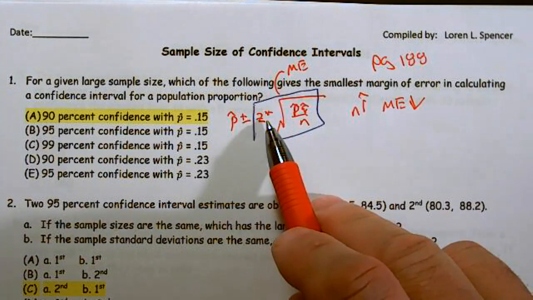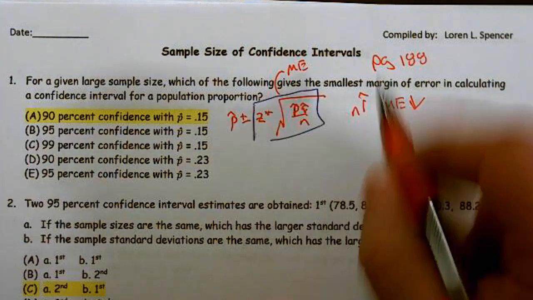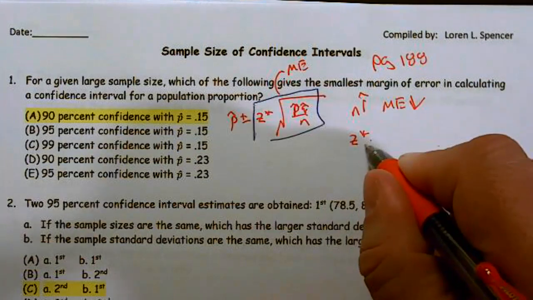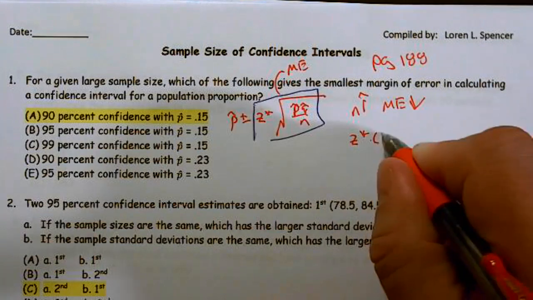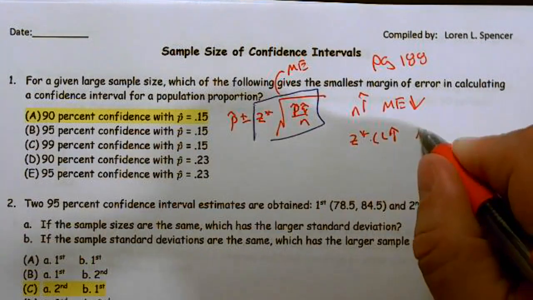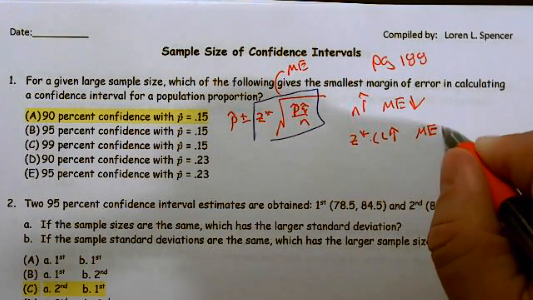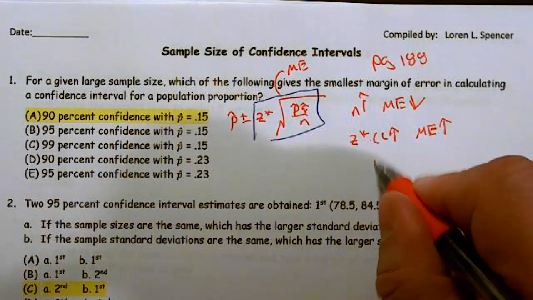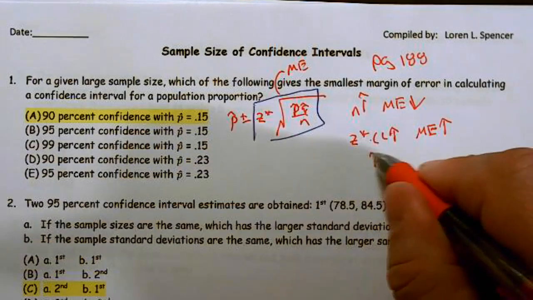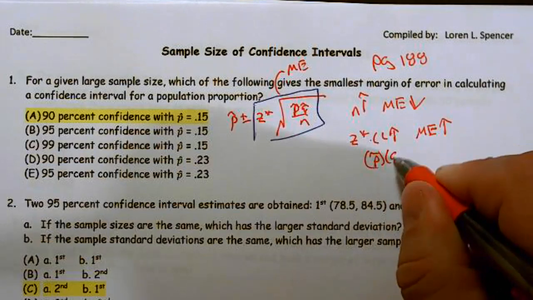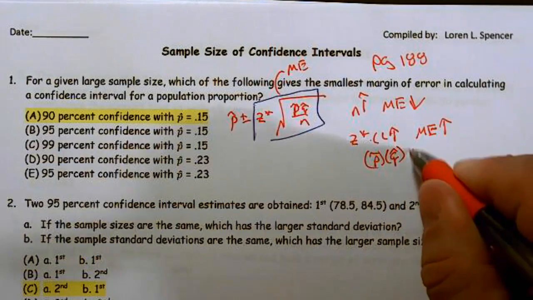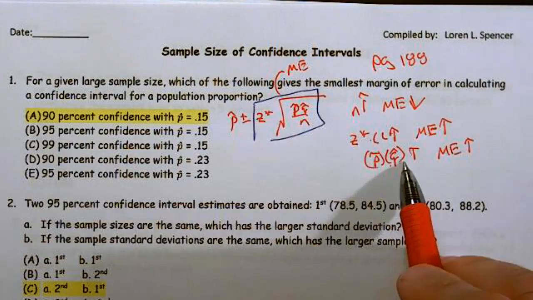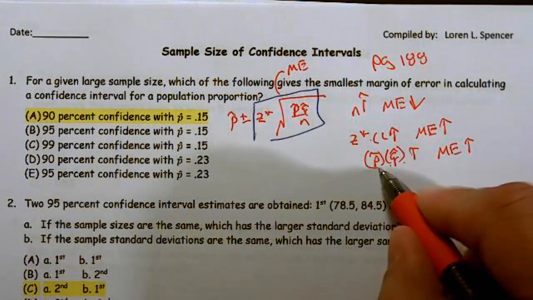Anything multiplied makes things get wider. So as Z star goes up, which is the same as our confidence level, our margin of error goes up. And also as P hat times Q hat goes up, our margin of error goes up. Those two things multiply together.